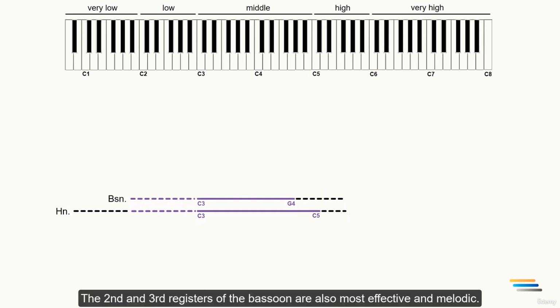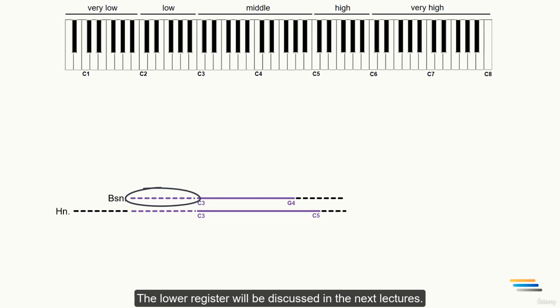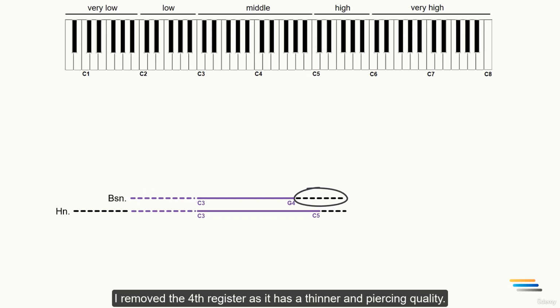The second and third registers of the bassoon are also most effective and melodic. The lower register will be discussed in the next lectures. I removed the fourth register as it has a thinner and piercing quality.